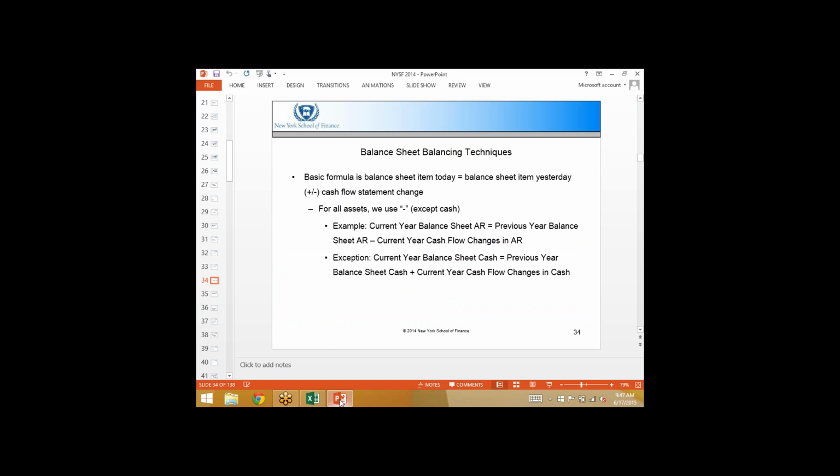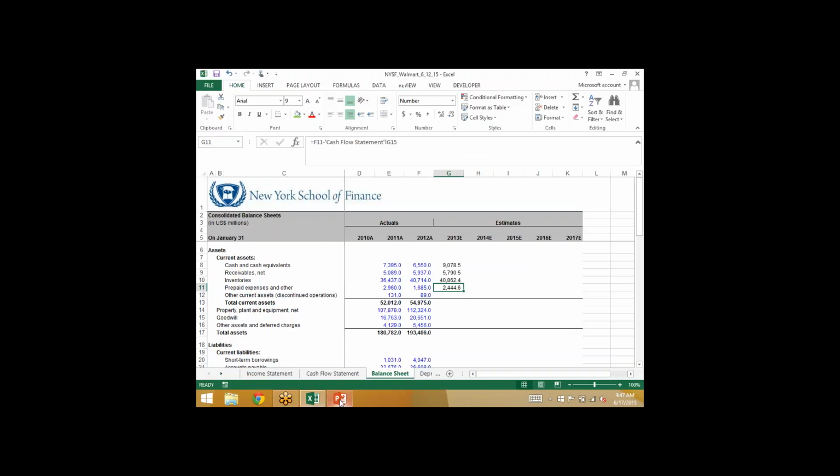So again, look for the consistency in the formula. Here it is. For all assets, we use minus. The basic formula is the balance sheet from the year before plus or minus the cash flow change. That should be the same core formula for every asset, liability, and shareholders' equity. It will never have to be anything different. For all assets, it's minus except cash. Make sure you have that. Always.